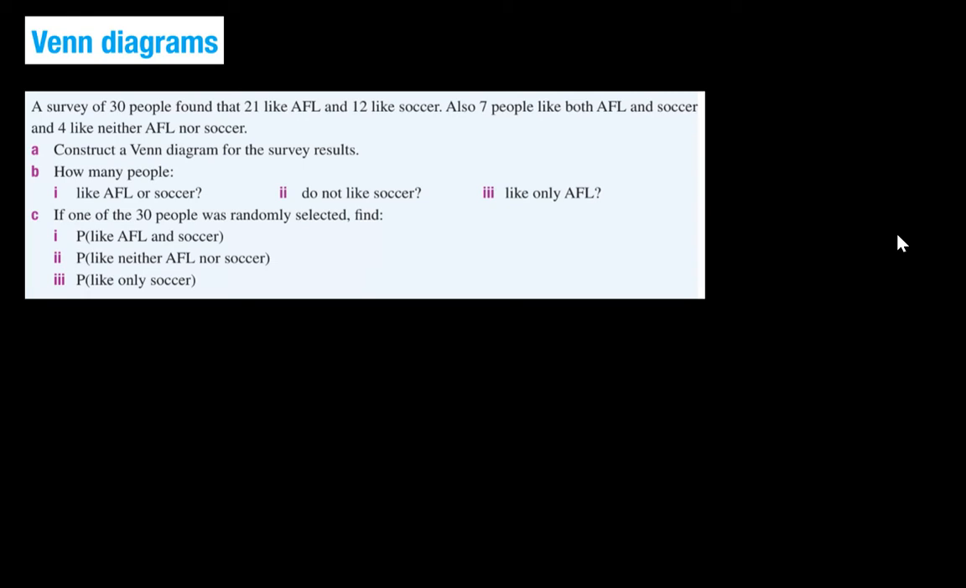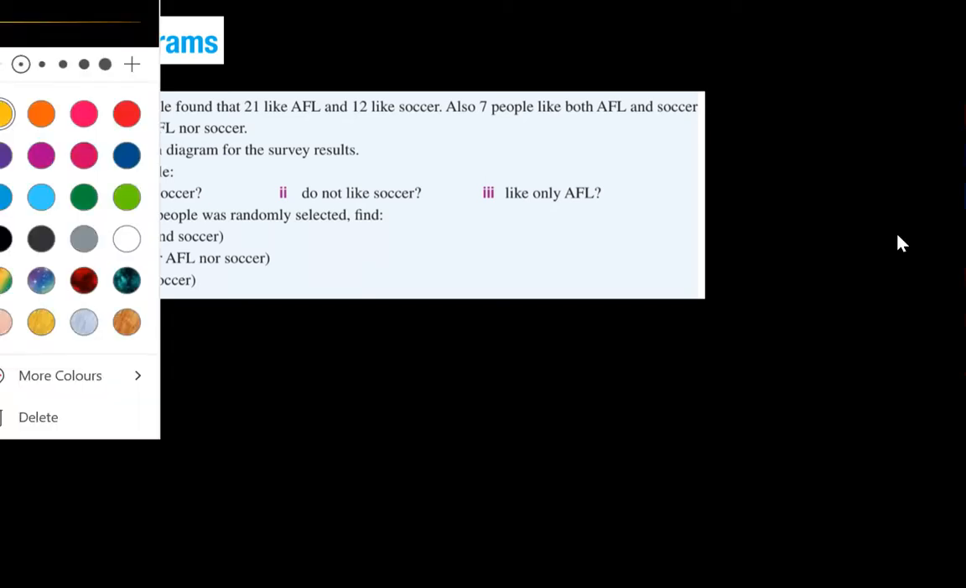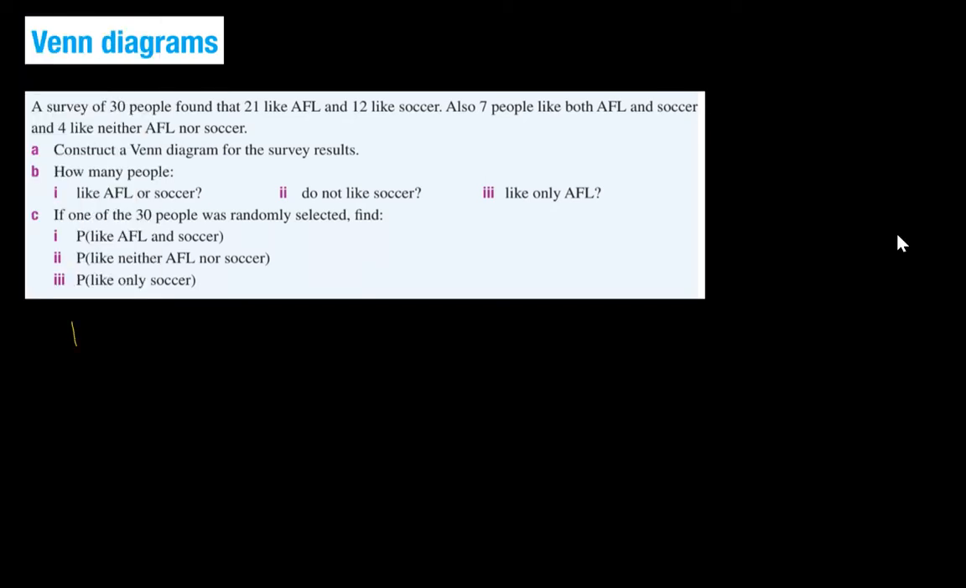Okay, so construct a Venn diagram for the survey results. A survey of 30 people found that 21 like AFL and 12 like soccer. Also, 7 people like both AFL and soccer, and 4 like neither AFL nor soccer. Okay, pause the video and see if you can do this. Okay, hopefully you've done that now. So let's draw a box for our Venn diagram.